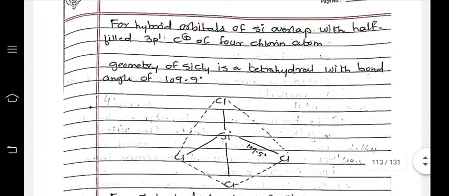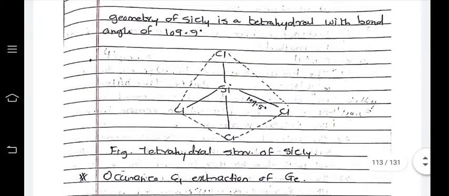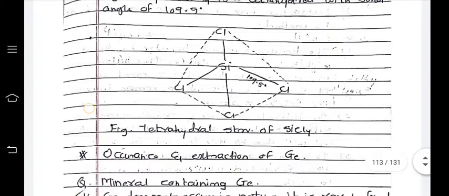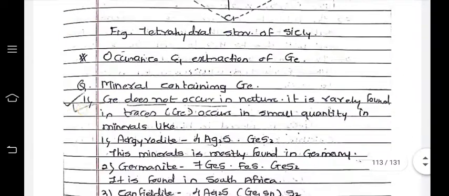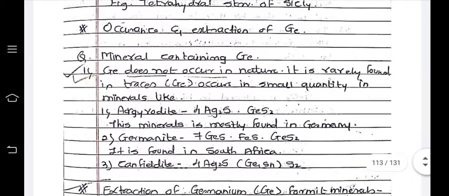The sp3 hybrid orbitals of silicon overlap with the half-filled 3p orbitals of the 4 chlorine atoms. The geometry of SiCl4 is tetrahedral with a bond angle of 109 degrees 28 minutes. SiCl4 forms a tetrahedral structure.